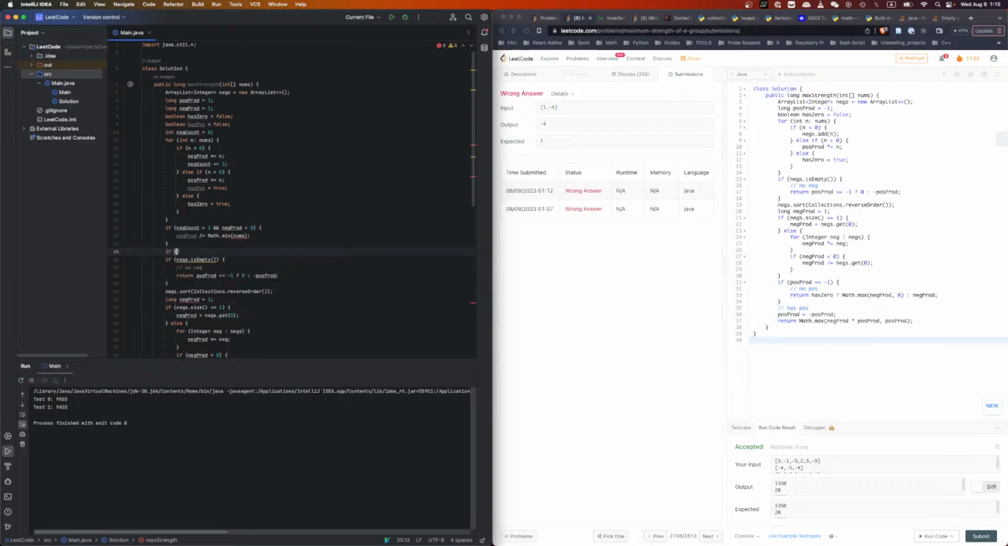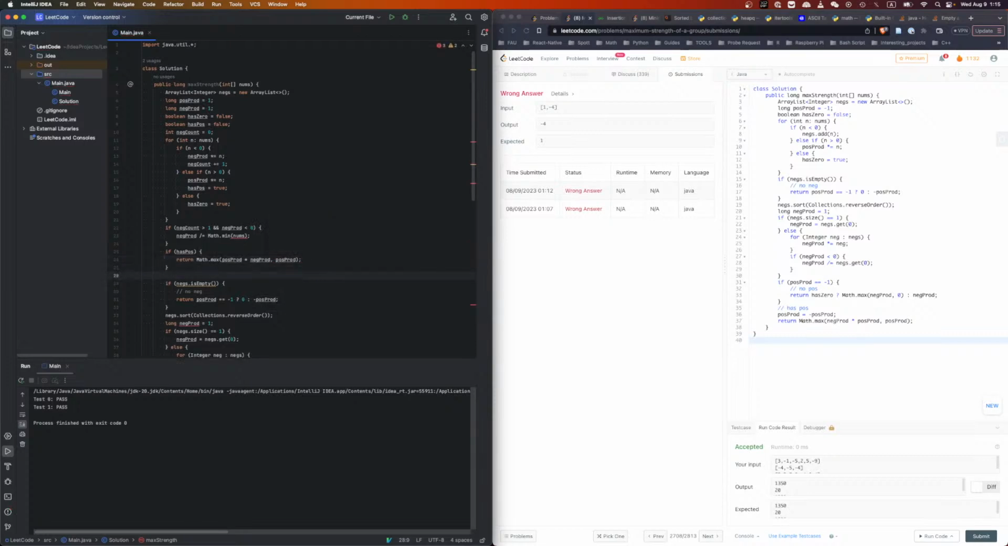If has positive. Okay, that's the easiest one. Then we will return Math.max of positive product times negative product, because if we don't have negative, then negative will remain 1, which is fine, or positive product. Done.